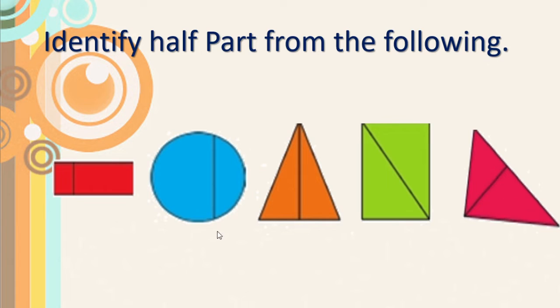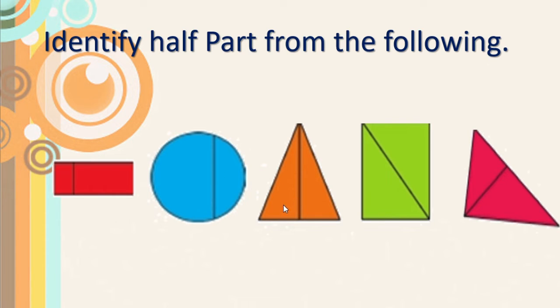Can you see the arrow mark here? Okay. Now see, this is not equal. This portion is smaller and this one is bigger. So this is not half. And what about this circle? The circle also does not have the half part because the line is towards the right side. So these two parts are not exactly alike.